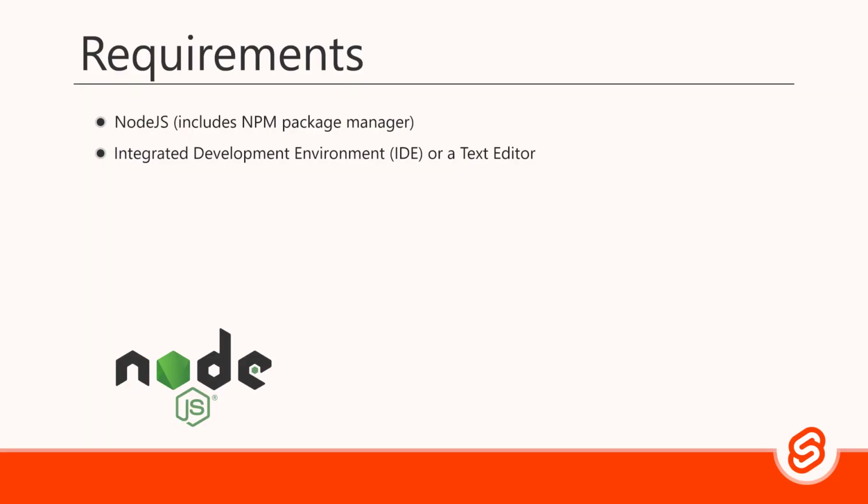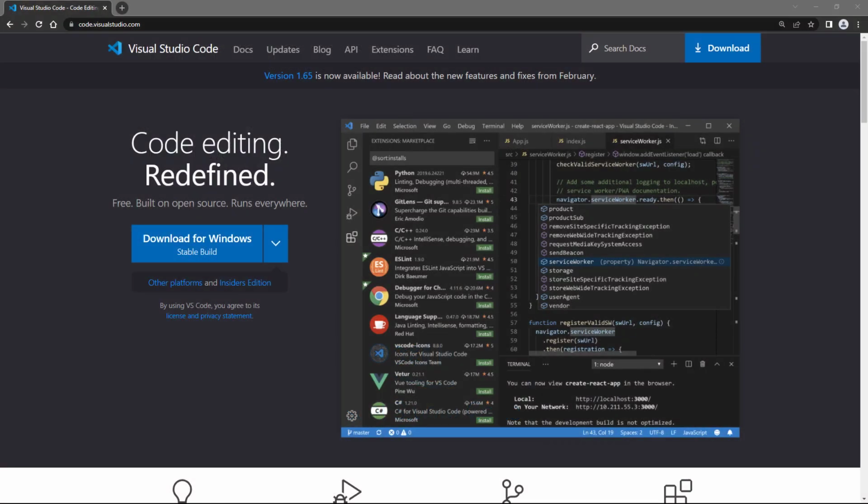The second thing we'll need is an integrated development environment, or at least a text editor. We can highly recommend Visual Studio Code. It's free, available for all platforms, and includes many features that make development easier and faster. To install VS Code, point your browser to code.visualstudio.com and click on the download button.